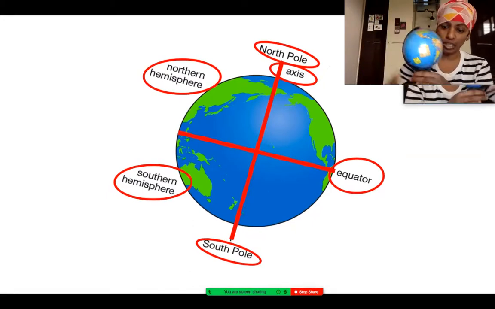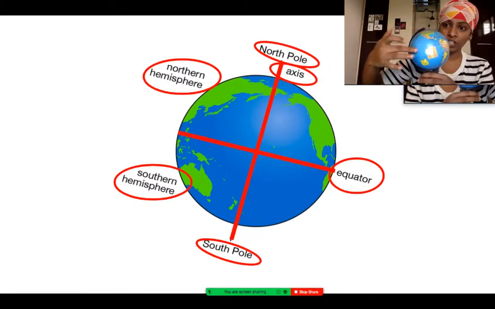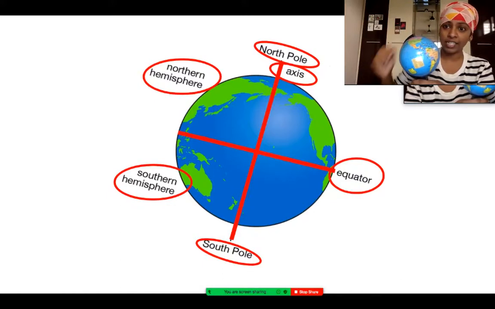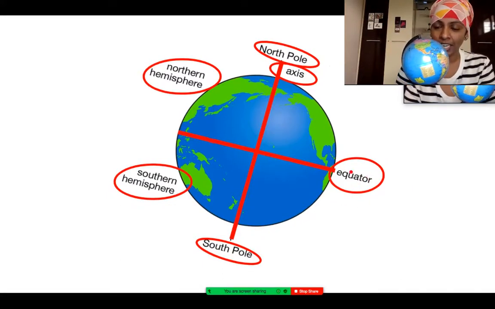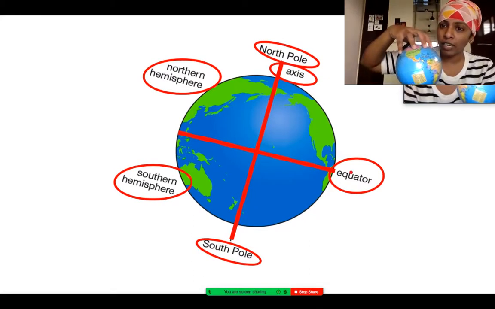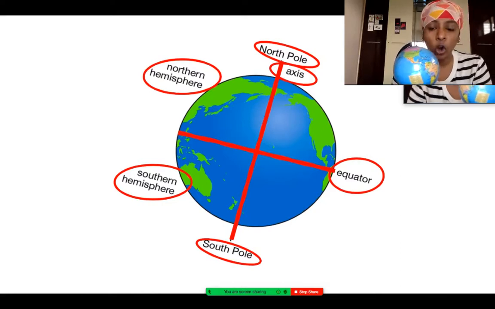Upper north pole hai, niche south pole hai. There is a line which divides the earth into two parts. That line is called what? The equator. That line is called equator. Upper wala part is called the northern hemisphere. Niche wala part is called the southern hemisphere. This is all that we saw in the first lesson.